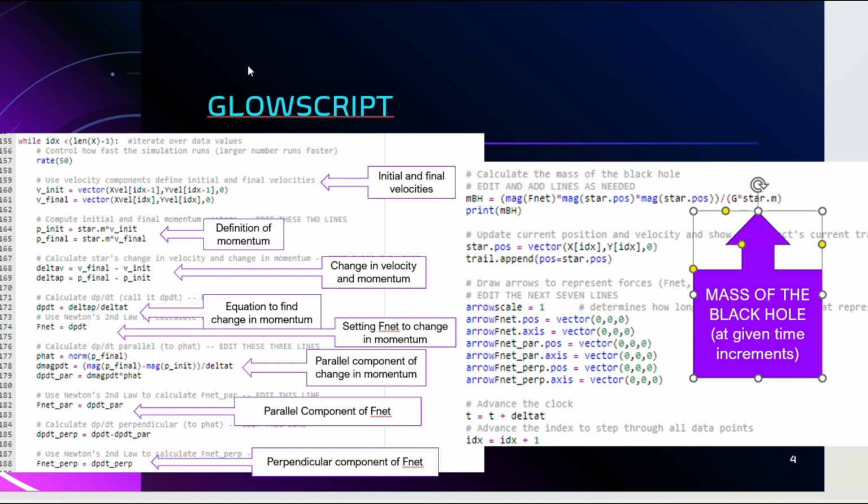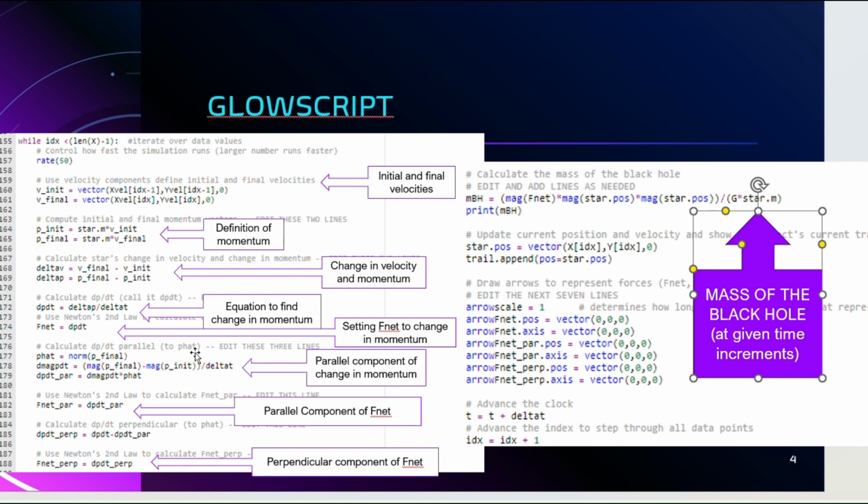Okay, so here is my GlowScript model, and here are the initial and final velocities. Here is the definition of momentum, so mass times velocity, and I did that for final and initial, and the change in velocity and momentum over here. Importantly, I set F net to the change in momentum, which is also found here, the change in momentum over the change in time. Then I found the parallel component of the change in momentum by using p hat and d mag p dt.